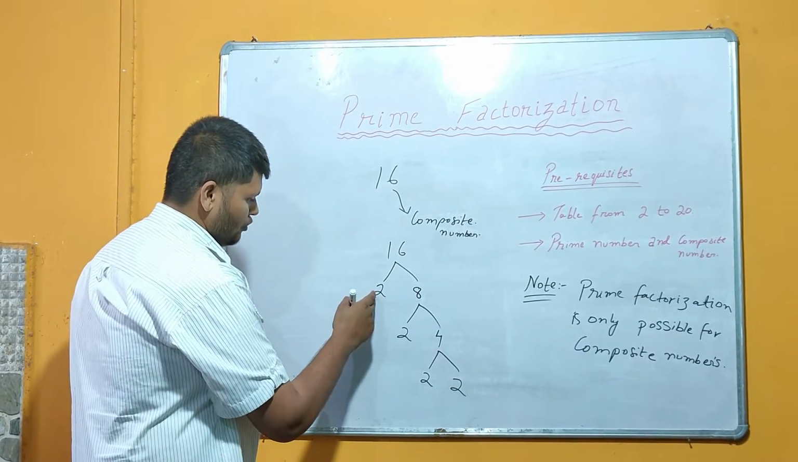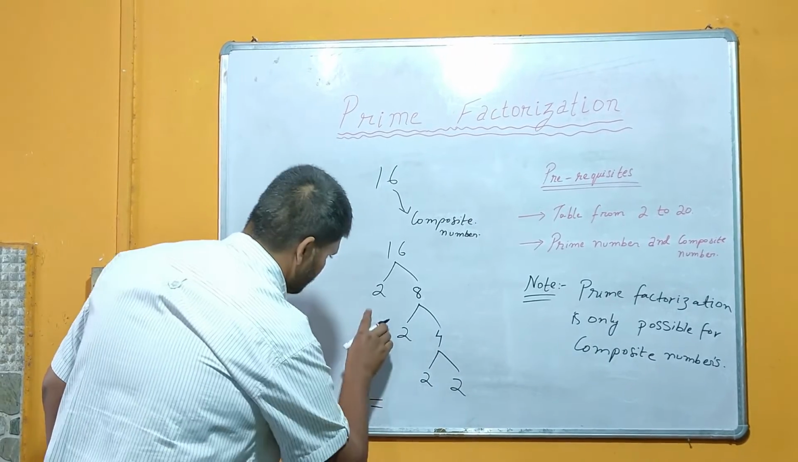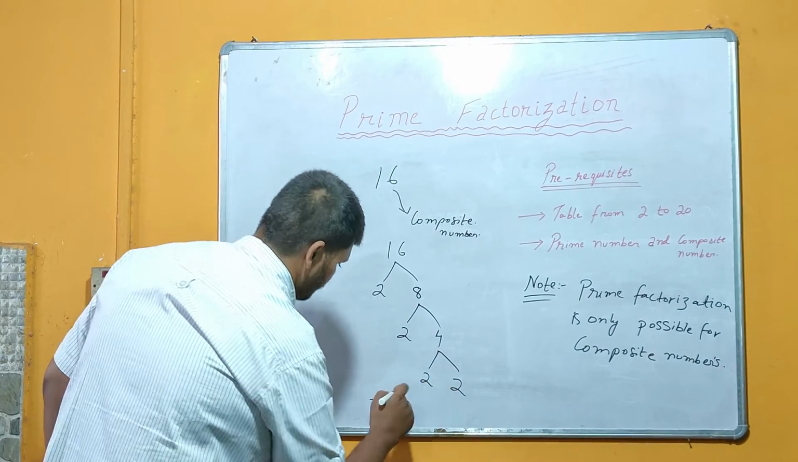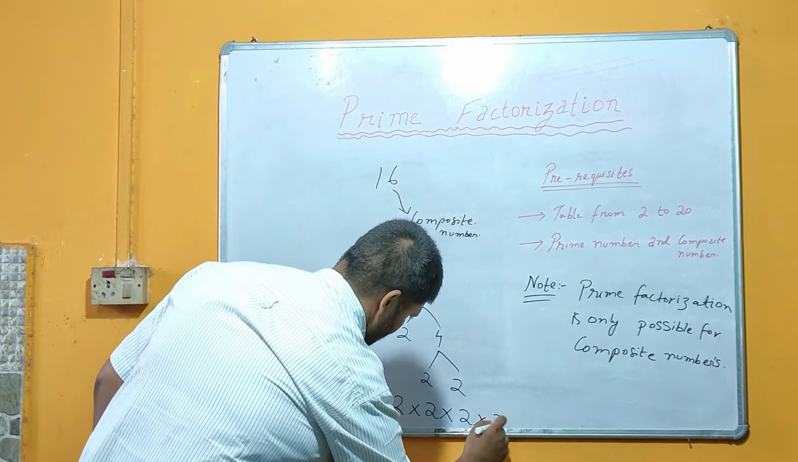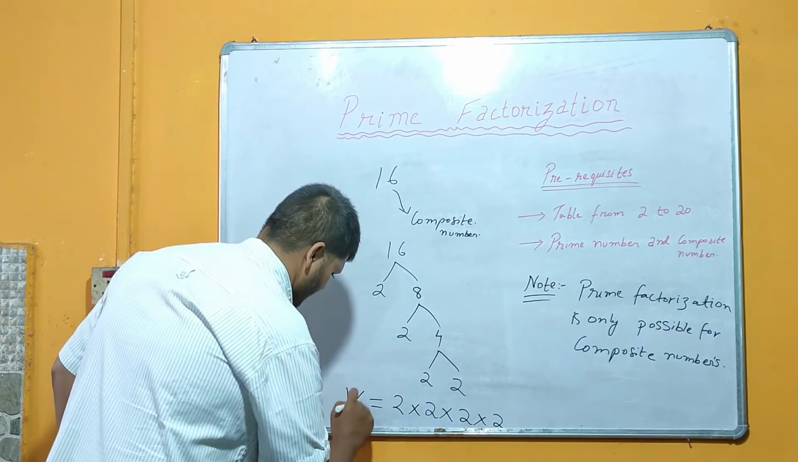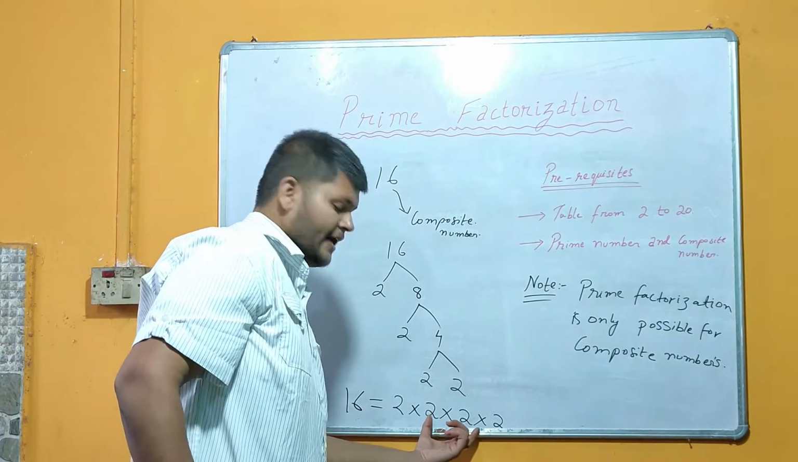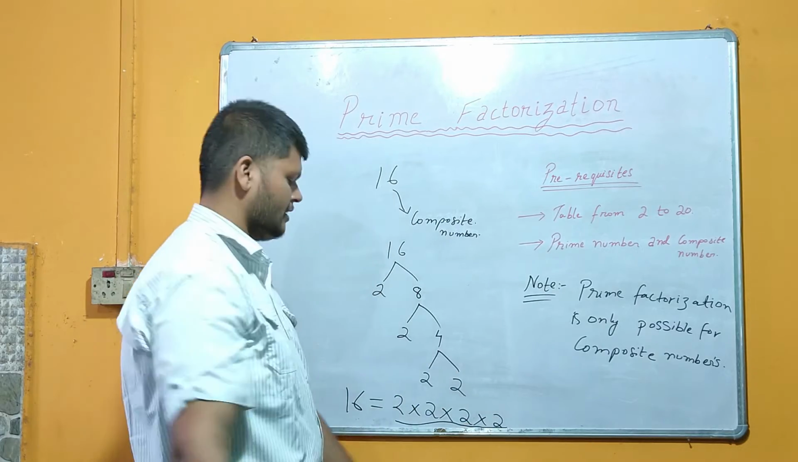Now what we have to do? We have to multiply all these parts together over here. So 2 into 2 into 2 into 2, 4 times. Okay. Multiplying 2 four times we will get 16. So this is called a factorization. This much part is called a factorization.